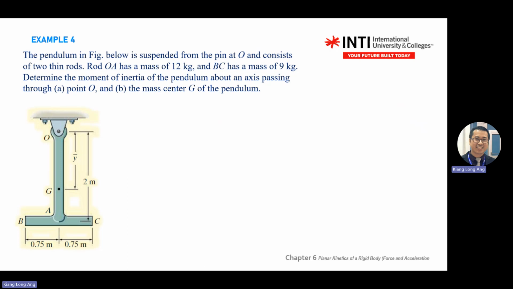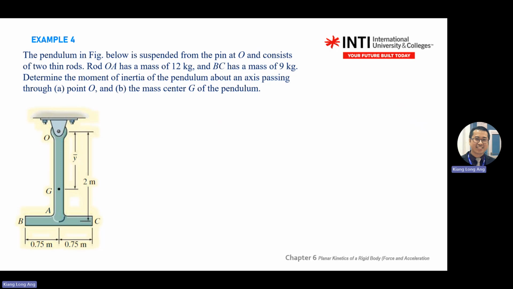Okay. Now, this case is also the same. I'll go very fast in example number 4, but try to observe the approach. Now we have a pendulum case. This one is a composite object, which means you need to do a different approach for this one. There's a pendulum here, suspended at pin O. So when there's a pin O, then there's a reference point there already.